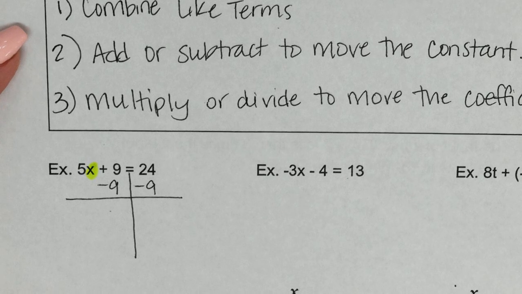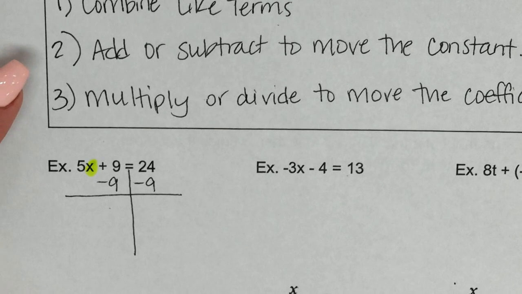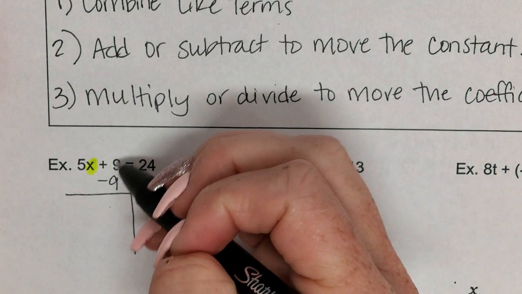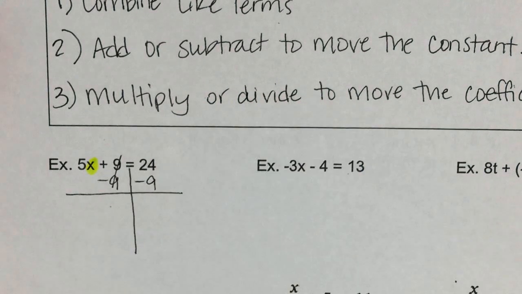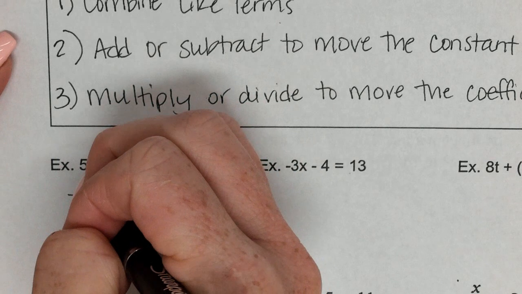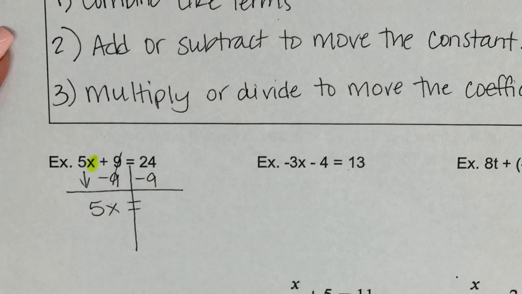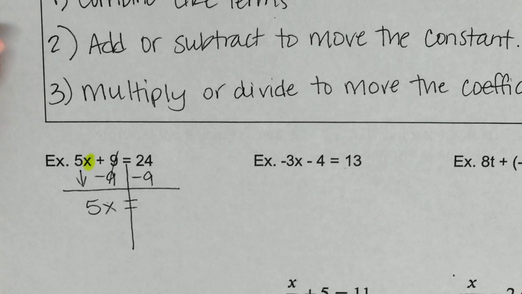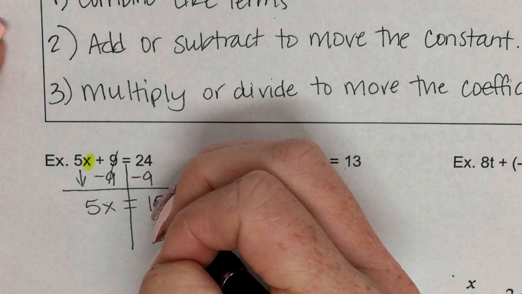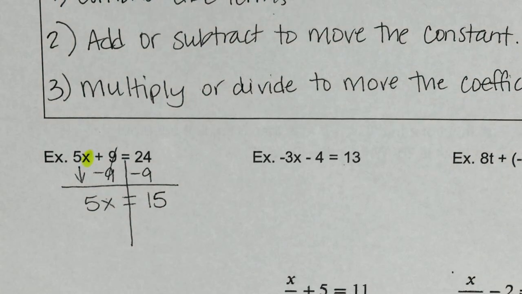Now, that is the first step. Now I'm going to simplify what I just did. So you're going to cross that out because 9 minus 9 is gone. I zeroed it out. Yes? The 5x comes down. The equal sign stays in the middle. And 24 minus 9 is 15. And then you ask yourself, have I reached my goal? Have I isolated the variable? Yes or no? No, I have not.